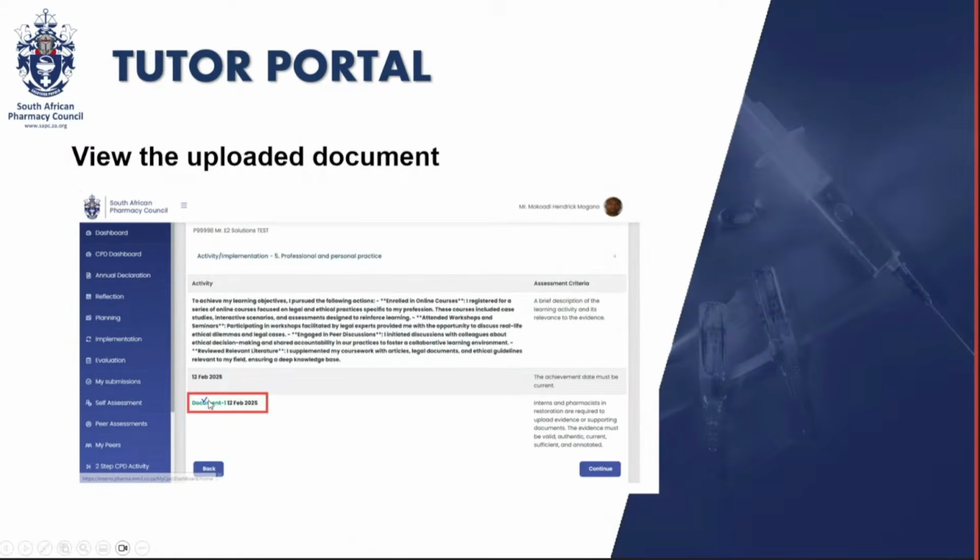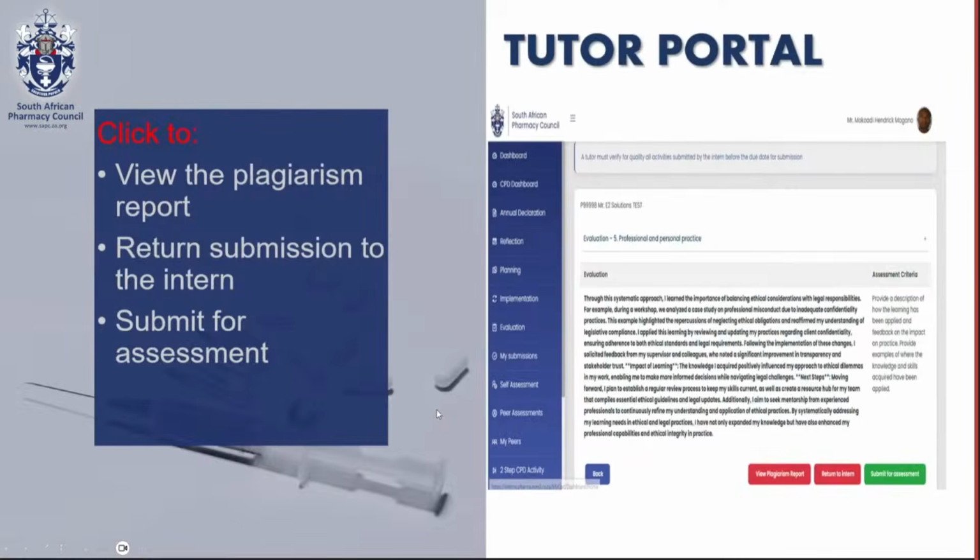So where it is written document, that is the evidence that the intern has uploaded. Just click there and then you'll be able to see the evidence, and just make sure that everything that has been said under the description of the implementation step has been covered by the evidence. And then from there, when you are happy with the evidence or when you're done, you move on to the last step, that is the evaluation.